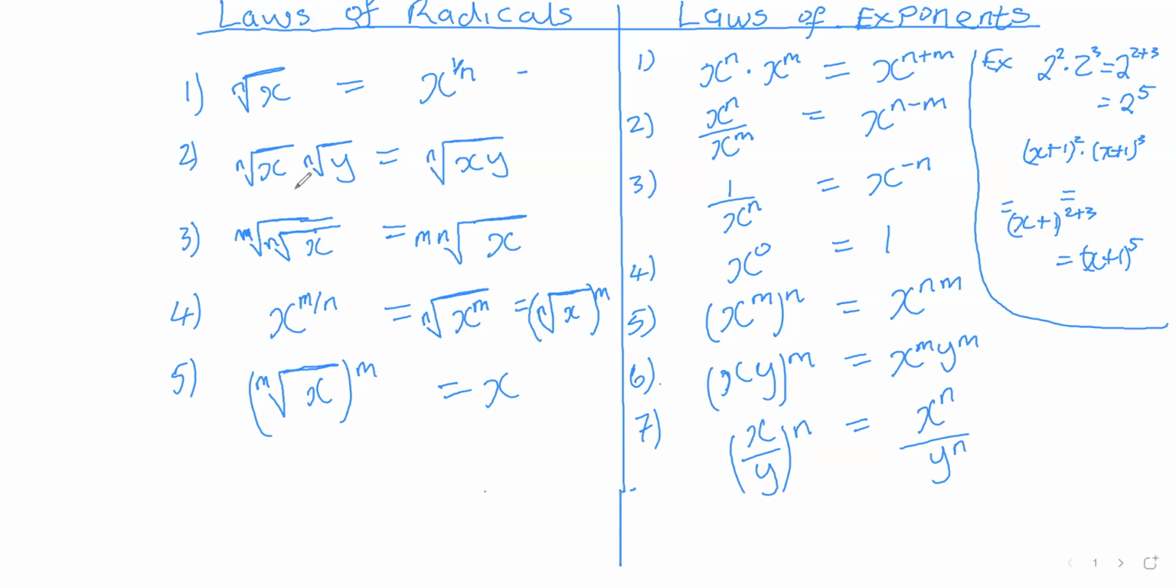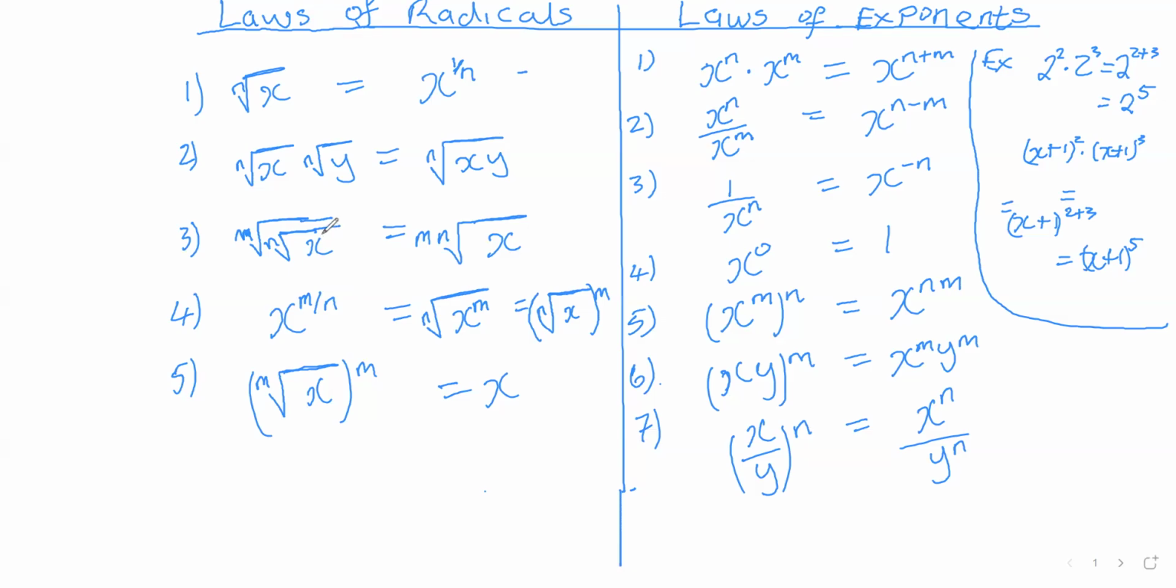Then the second law of radicals says that you can combine two different radicals into one radical sign if their indices are the same. So the nth root of x and the nth root of y, with the same index n, you can write as one radical sign, one radical expression.